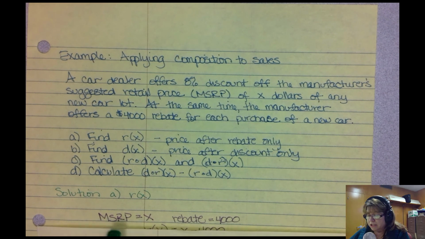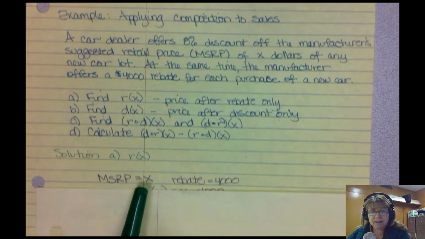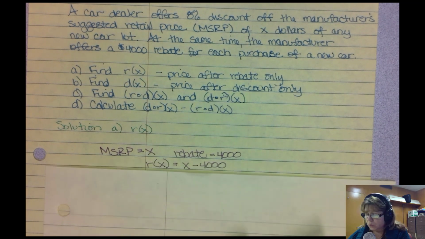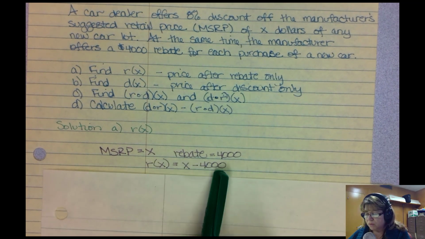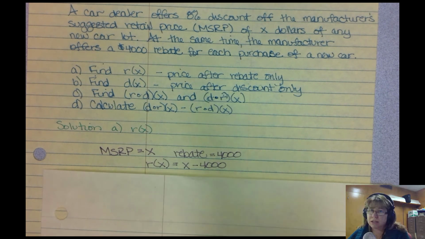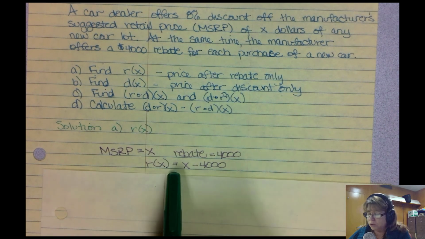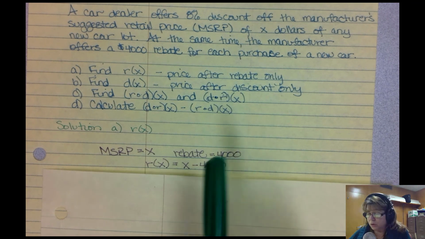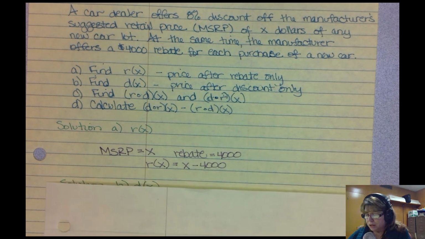All right, let's take a look. We know the MSRP is X. We also know we get a $4,000 rebate, meaning whatever the price of the car is, minus $4,000 is going to be our price of our car after rebate. So let's say our car was $20,000. $20,000 minus $4,000 is $16,000. That's the price of our car after the rebate only. So price after rebate only.